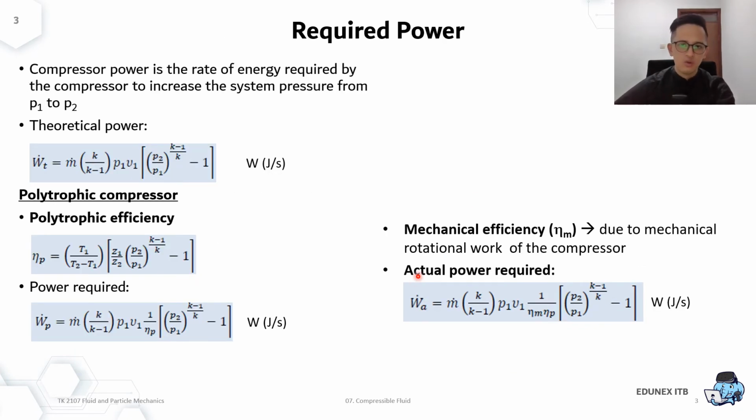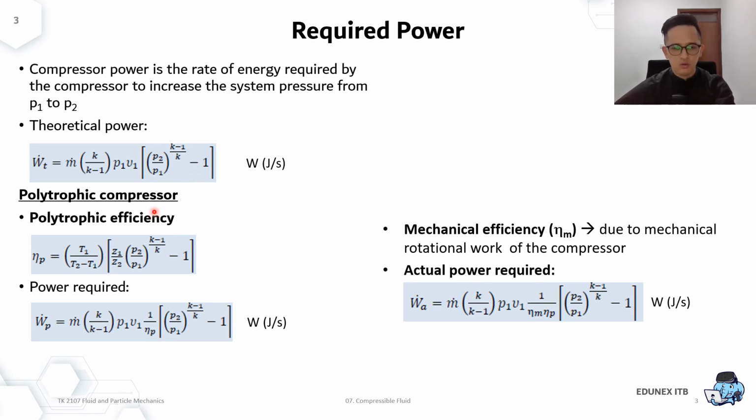And then when you want to express it as a power, for example, in watt or joule per second, you just have to multiply the previous equation with the mass rate, where you initially have joule per kilogram, now you multiply by kilogram per second, and now you have joule per second or watt. And that's still the ideal or reversible power.